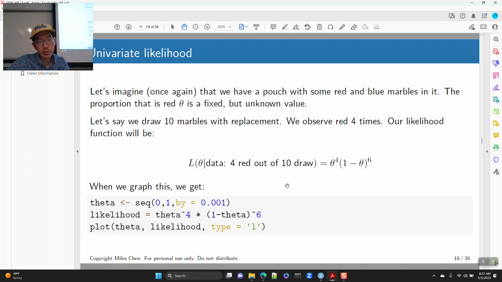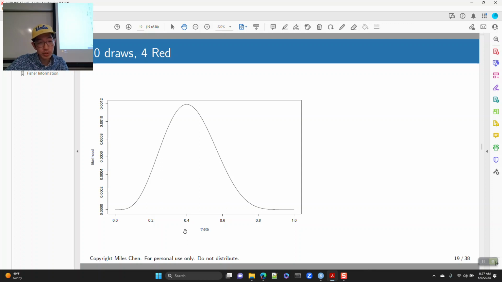And so I can say, all right, what does the likelihood function look like? And I can plot all the values from 0 to 1. We're going to just plot theta to the 4 times 1 minus theta to the 6. And I plot this, and this is what our function looks like. We see the likelihood function has a maximum at theta equal to 0.4, which aligns with our intuitive sense.